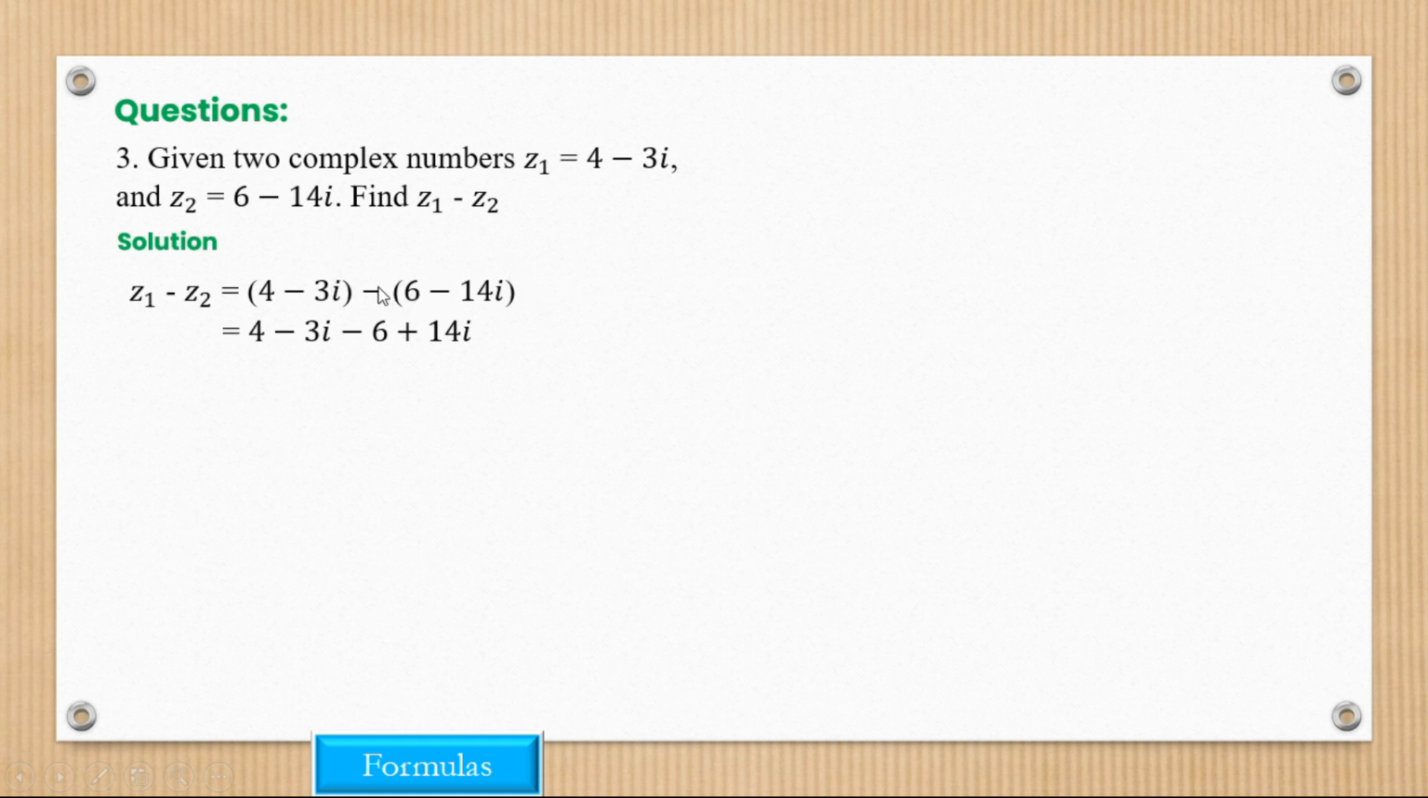So when you open the brackets here, it becomes negative 6, and this other one becomes positive 14i, because there is already a negative sign here that is affecting the negative sign. So we end up with this. Then we collect like terms. Then when we do that, we have 4 minus 6 and then 14i minus 3i. And then when we put them together, we end up with negative 2 plus 11i, and hence we've solved the question.